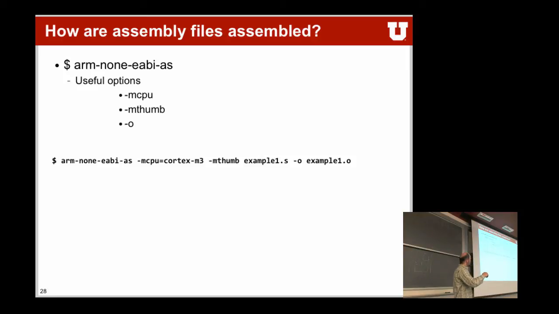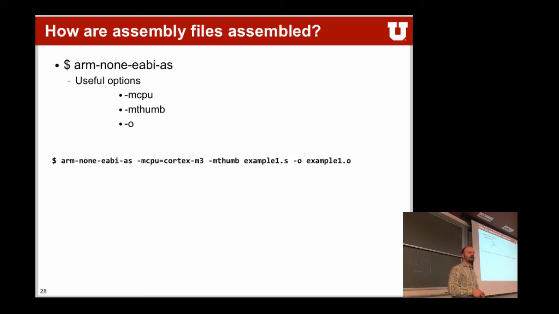We have the ARM EABI assembler that we are using to get whatever your assembly file is into an object file. What do we tell the assembler? Well, we tell it that our CPU type is a Cortex-M3, and that the assembly that we are using is Thumb. We tell it the actual specific assembly file that we want to assemble, and the object file we want to store the output into.